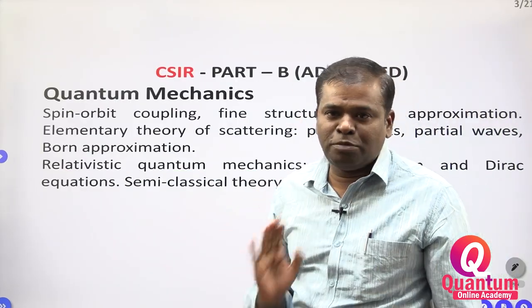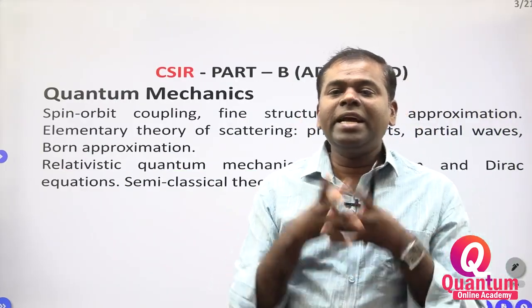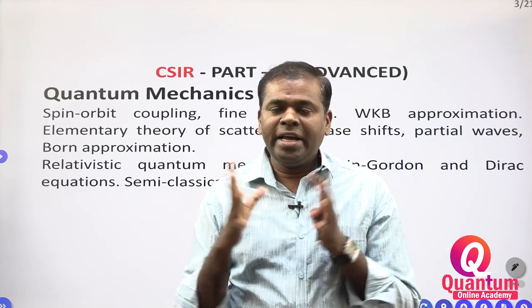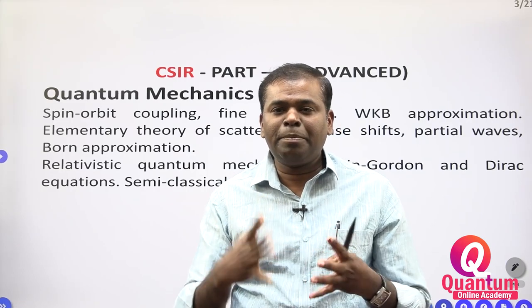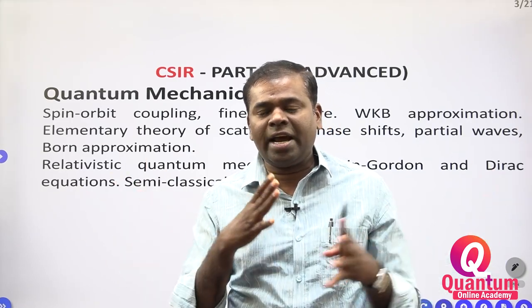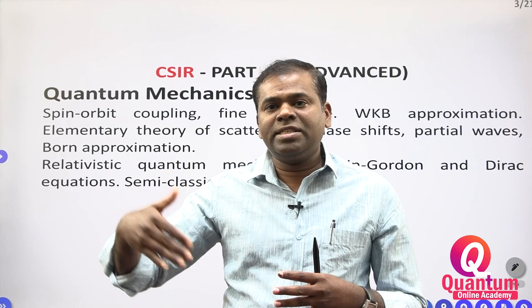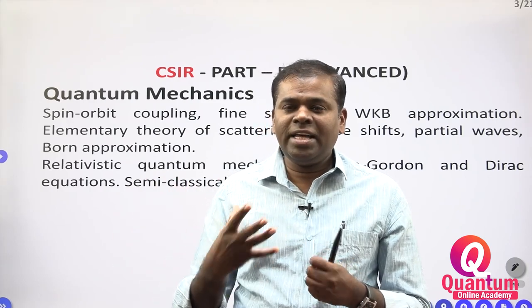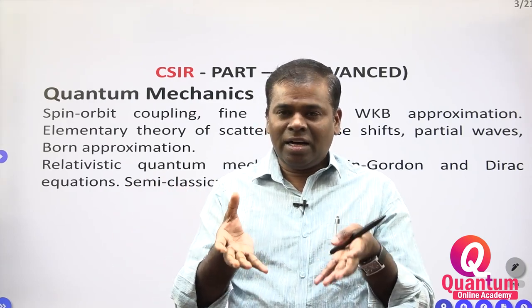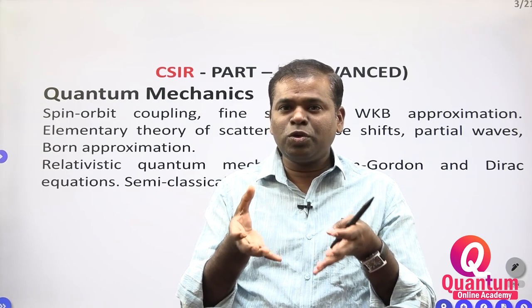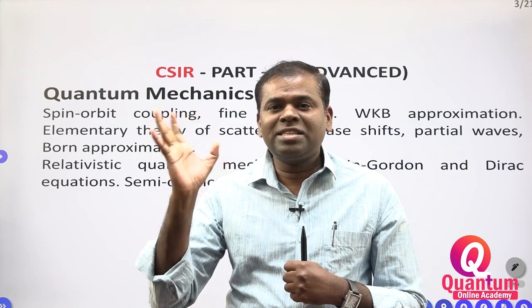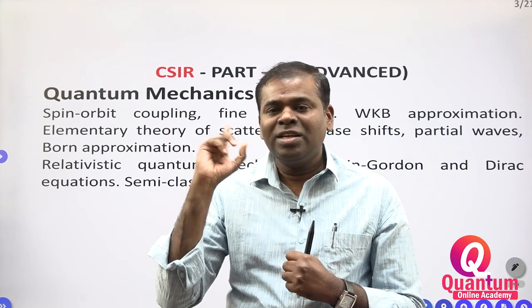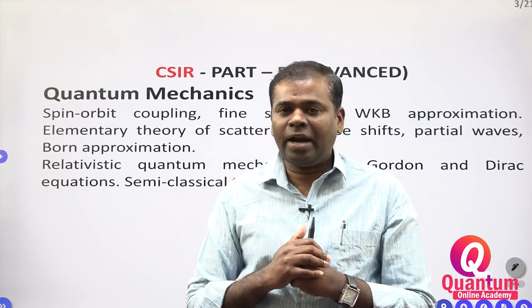In Part B, what is Part B? It is an advanced part. In CSIR, it is the advanced part, because after writing the CSIR, people will go to the research side, to the higher education side. So that's why they will be able to know what is going on in the future, what are the challenges we have to face. So that's why this is the advanced one, right?